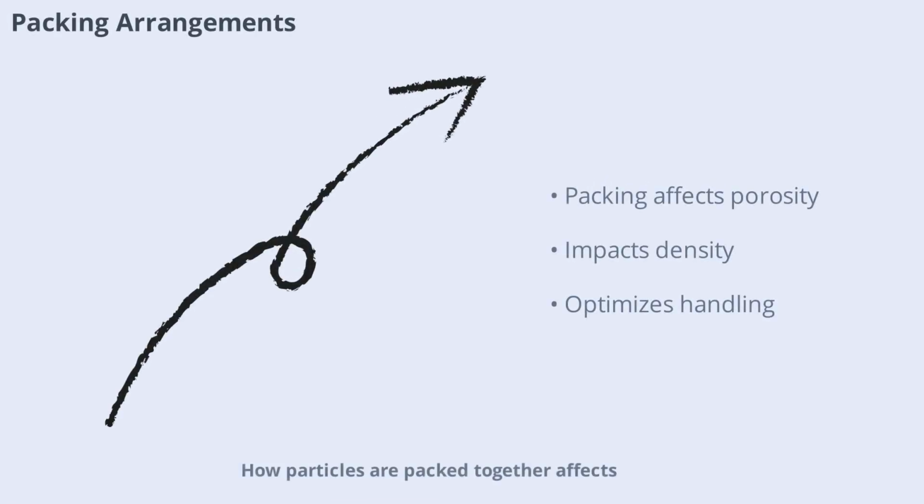How particles are packed together affects the porosity and density of the powder. Closest packing results in lower porosity and higher density, while loose packing increases porosity and decreases density. Understanding packing arrangements helps in optimizing powder handling, storage, and compaction processes.